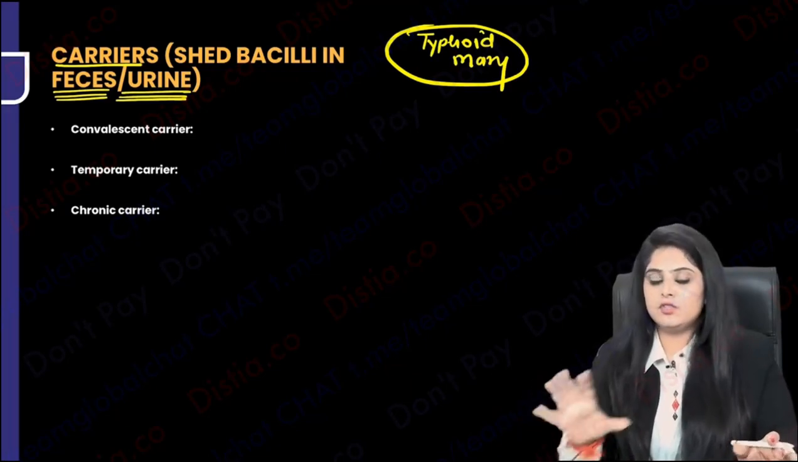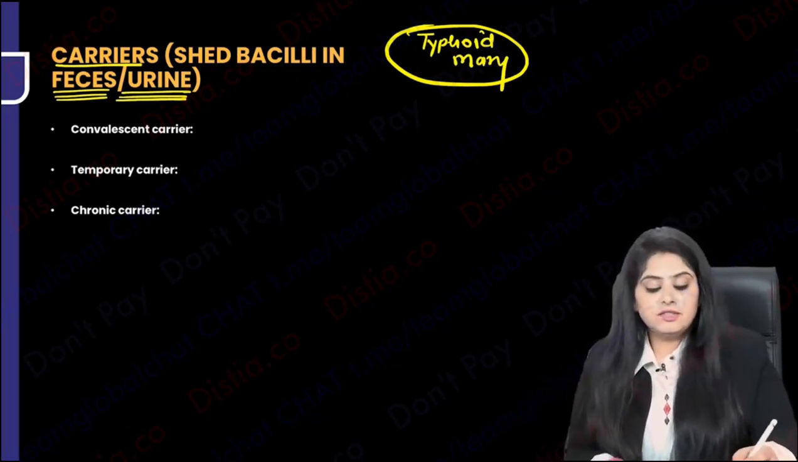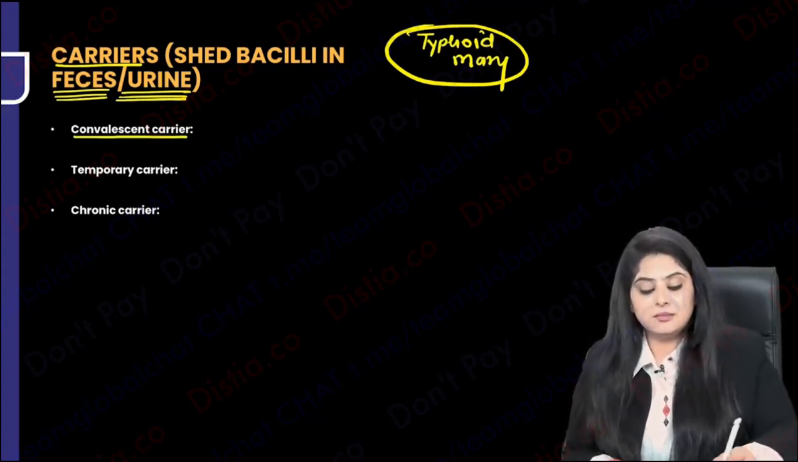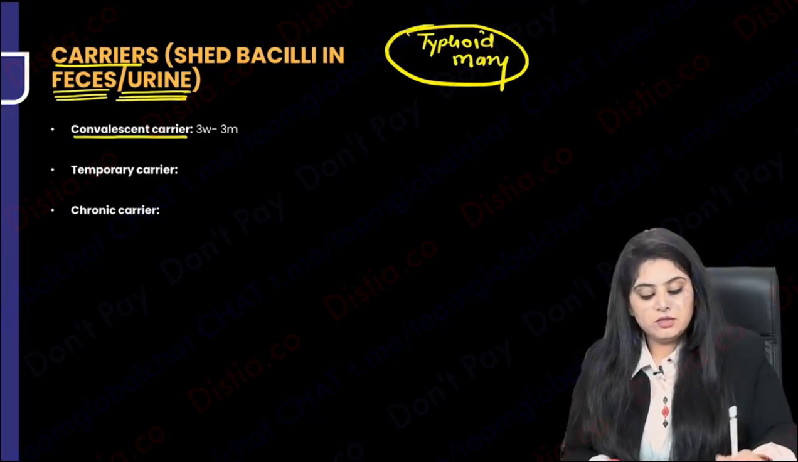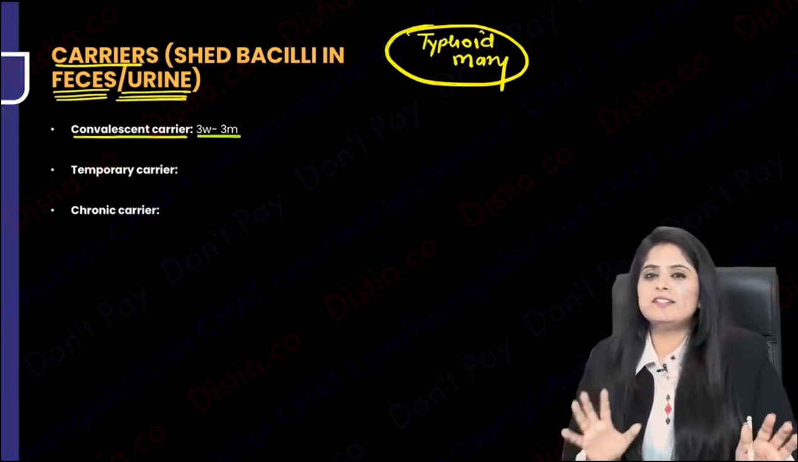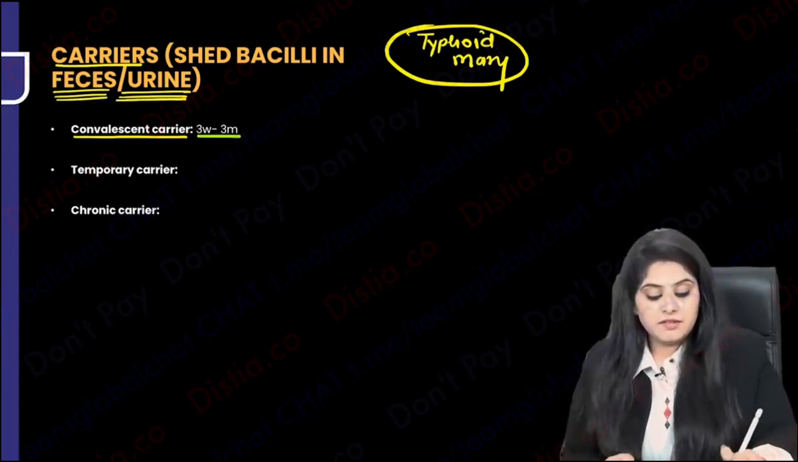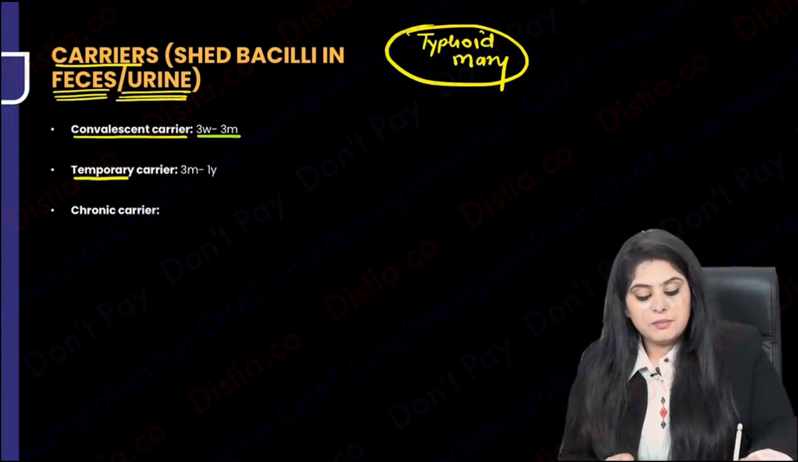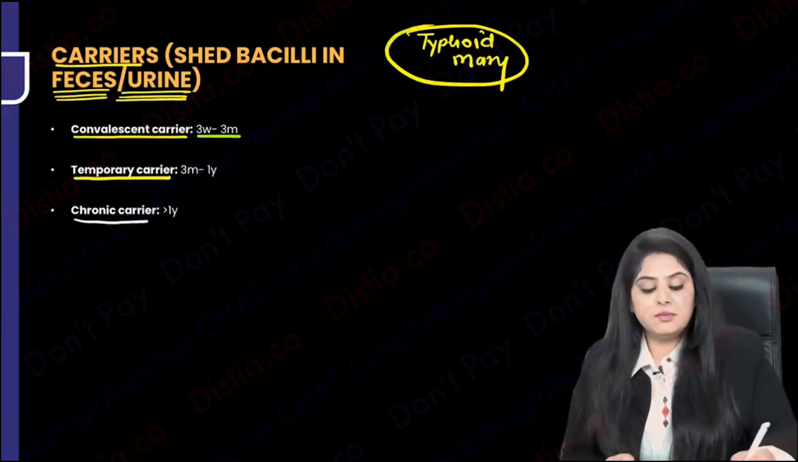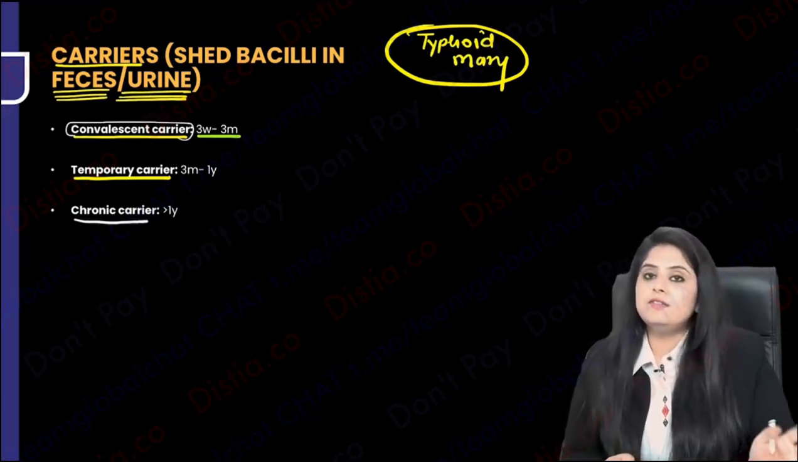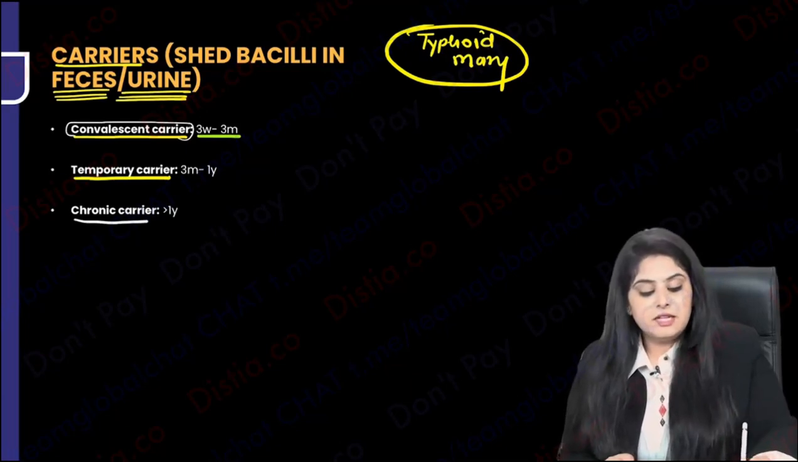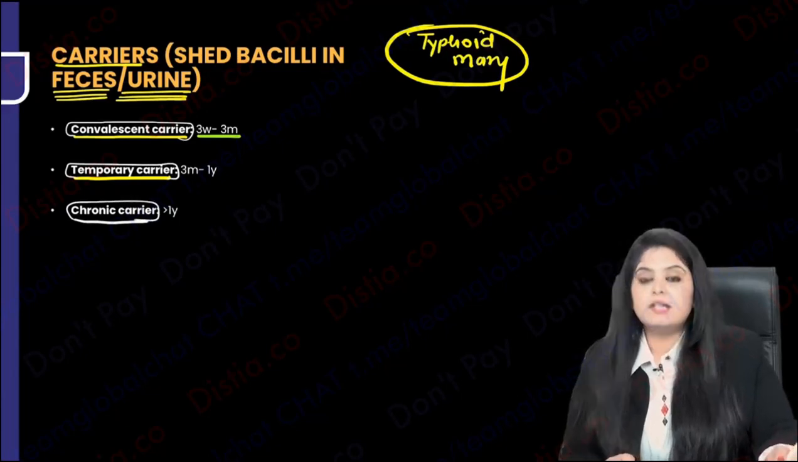So that is the site of carriage. Second is duration. If someone is in the recovery phase and is carrying the organism, that is somewhere between 3 weeks to 3 months, that is the recovery time, that becomes a convalescent carrier. After 3 months till 1 year, that becomes a temporary carrier, and anyone beyond 1 year will become a chronic carrier. So simple: during the recovery phase, 3 weeks to 3 months, convalescent; 3 months to 1 year, temporary carrier; beyond 1 year is going to be a chronic carrier.